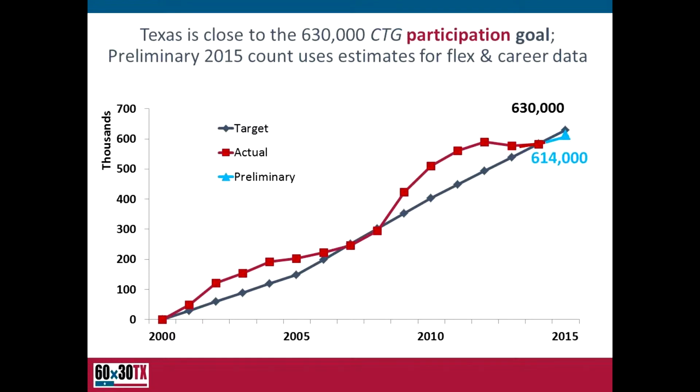So this won't be the final number, but I'm very proud to say we're over 97% of the goal of adding 630,000 additional students. So it's pretty impressive to watch how the red line has kept up with the trend line in the state of Texas.